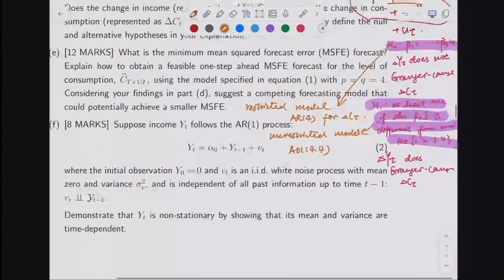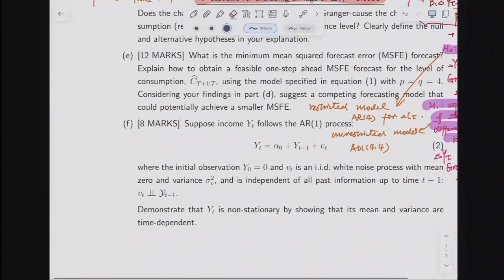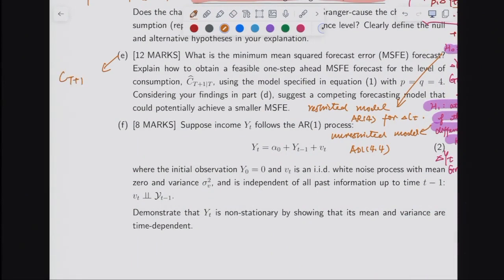So, part E. What is the minimum MSFE forecast? That is basically the conditional expectation, right? Suppose we are interested in forecasting, let's say, 1 step ahead. Then, given all information about consumption and income, the minimum MSFE forecast is the best functional form of the given information that best predicts C_{T+1} in the sense of giving the smallest prediction error. And we know that the solution to the best general prediction problem is essentially the conditional expectation. So this is the minimum MSFE forecast.